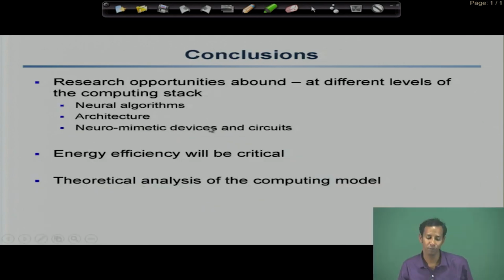So there are research opportunities at different levels of the computing stack, whether in neural network algorithms, VLSI architectures, or neuromimetic devices and circuits, and everywhere the primary task is that energy efficiency is the critical part of artificial intelligence hardware design. Then there is theoretical analysis of the computing model, and algorithms which take a lesser amount of training data to properly train the machines. All this creates scope to work on machine learning hardware, and again, machine learning hardware is not application specific; it is adaptive hardware that we have to design.